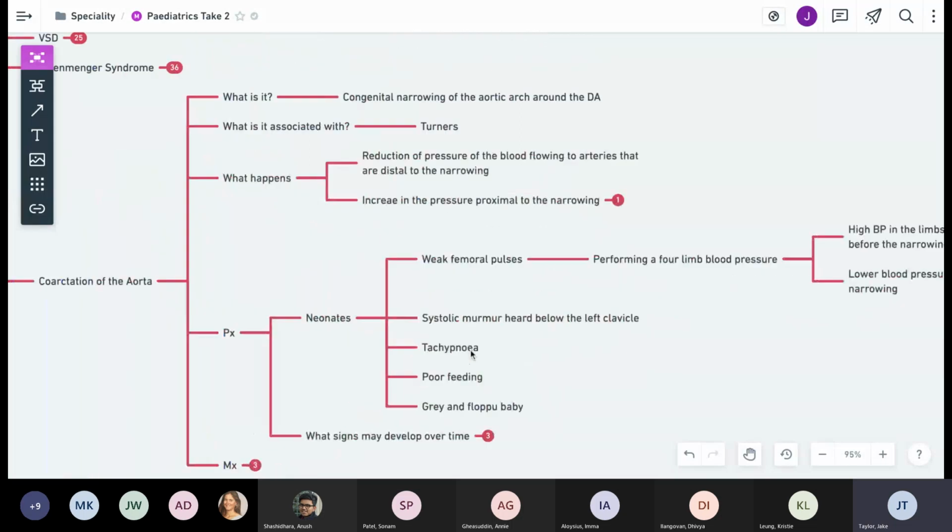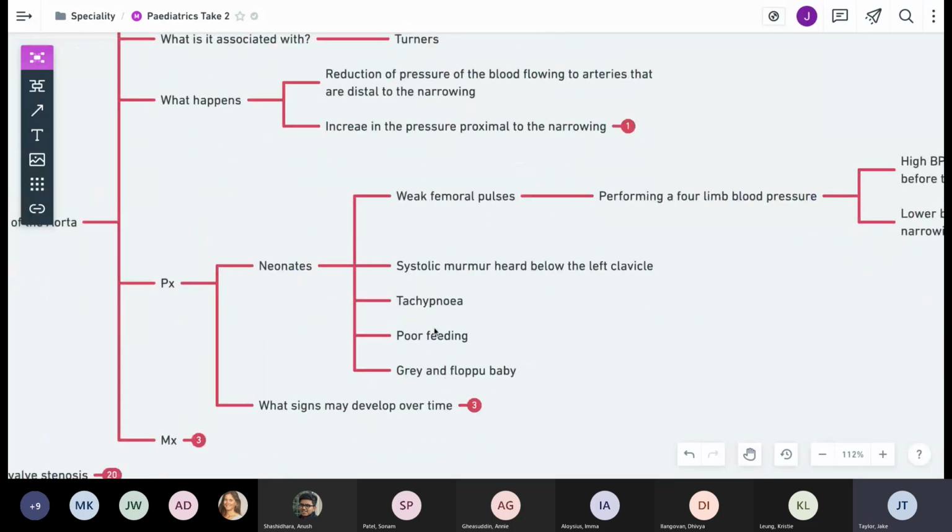Could I zoom in, please? Yes, sorry. I'm sorry about that.